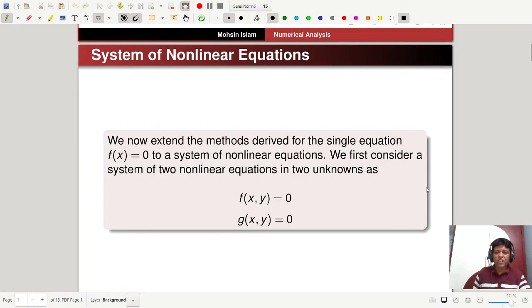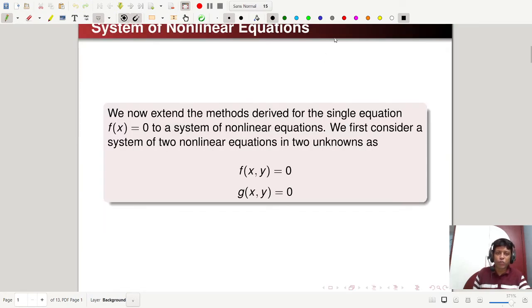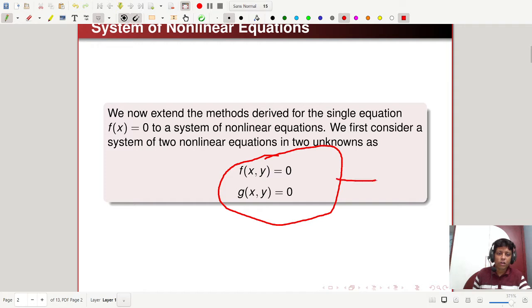So we first consider a system of two nonlinear equations in two unknowns, f(x, y) = 0 and g(x, y) = 0. Both are functions of x and y, two nonlinear equations having two unknowns x and y.